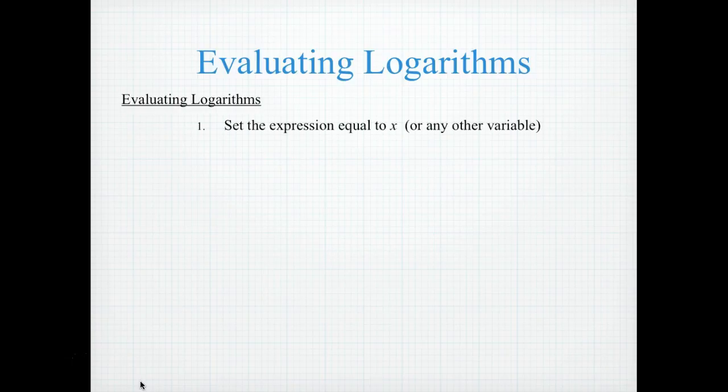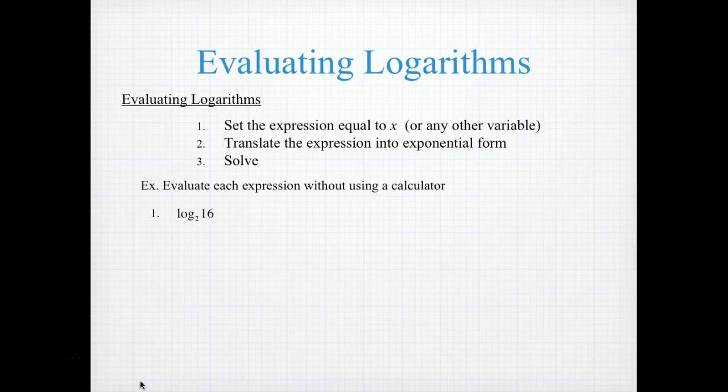As we continue to evaluate logarithms, the way we start is we set the expression equal to x. So we'll be given an expression, and we need to turn it into an equation for x that we're going to solve. It can be any variable. We're going to choose x for this lesson. After we've set the expression equal to x, we then need to translate the logarithm into exponential form, where we're then going to solve the equation using the method that we just learned.